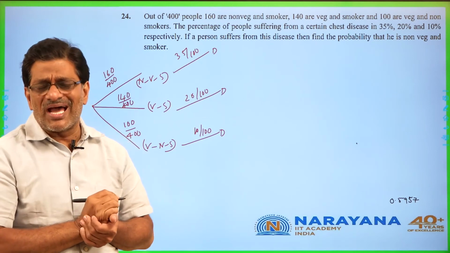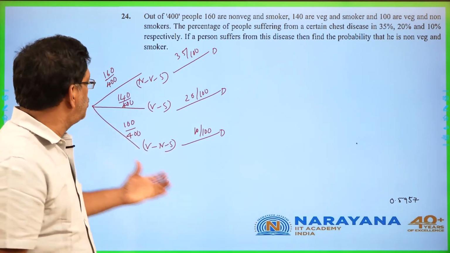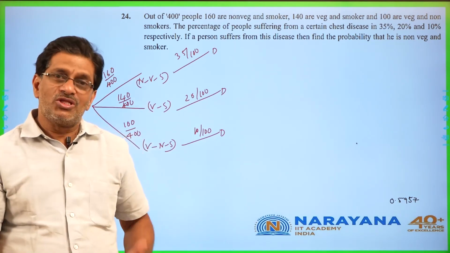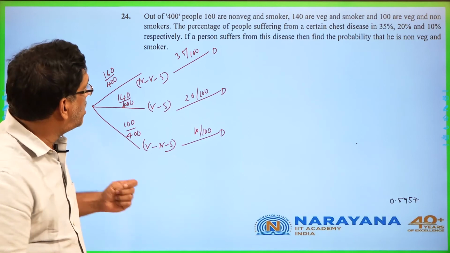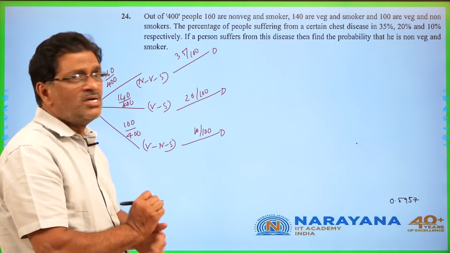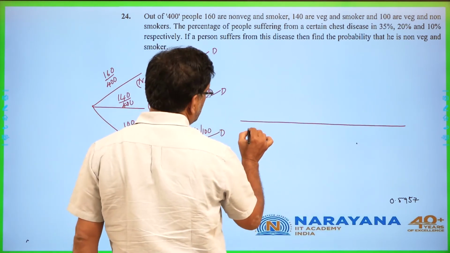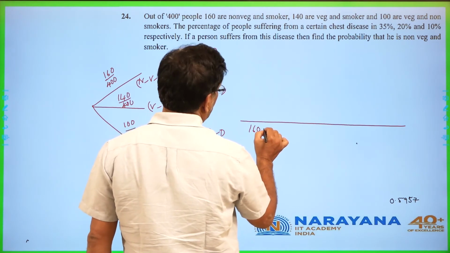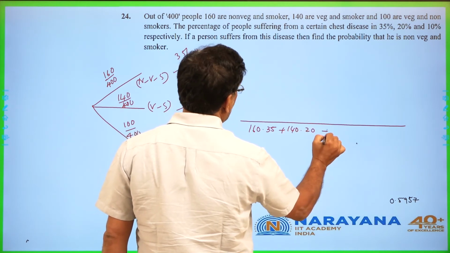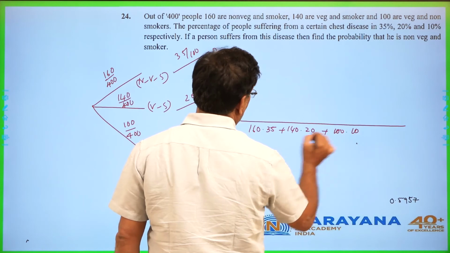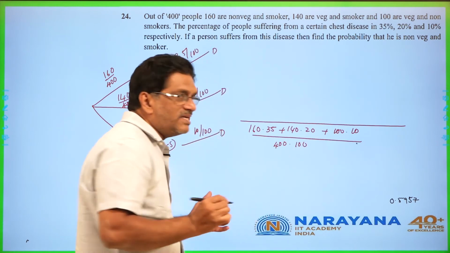The advantage with the tree diagram: see, in some previous questions, your question may be 7 to 8 lines, but when you transform it, it is a matter of a single step. So that is the advantage in Bayes' theorem, total law of probability. Let us enjoy that benefit. If a person suffers from the disease, he can suffer in any one of the three ways. Let us write in the denominator: 160 into 35, or 140 into 20, or 100 into 10. As the denominators are the same, I am taking the common LCM.